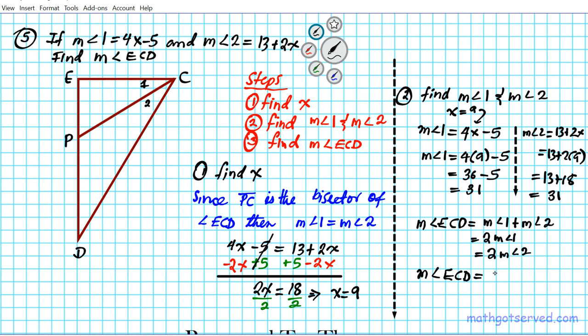Okay. So the first one is 31 plus 31, which is the same thing as 2 times 31, right? So your final answer is going to be 62 degrees. I wrote 61. Okay, 62 degrees, ladies and gentlemen. That is the answer to question number 5. All right, so that's that.